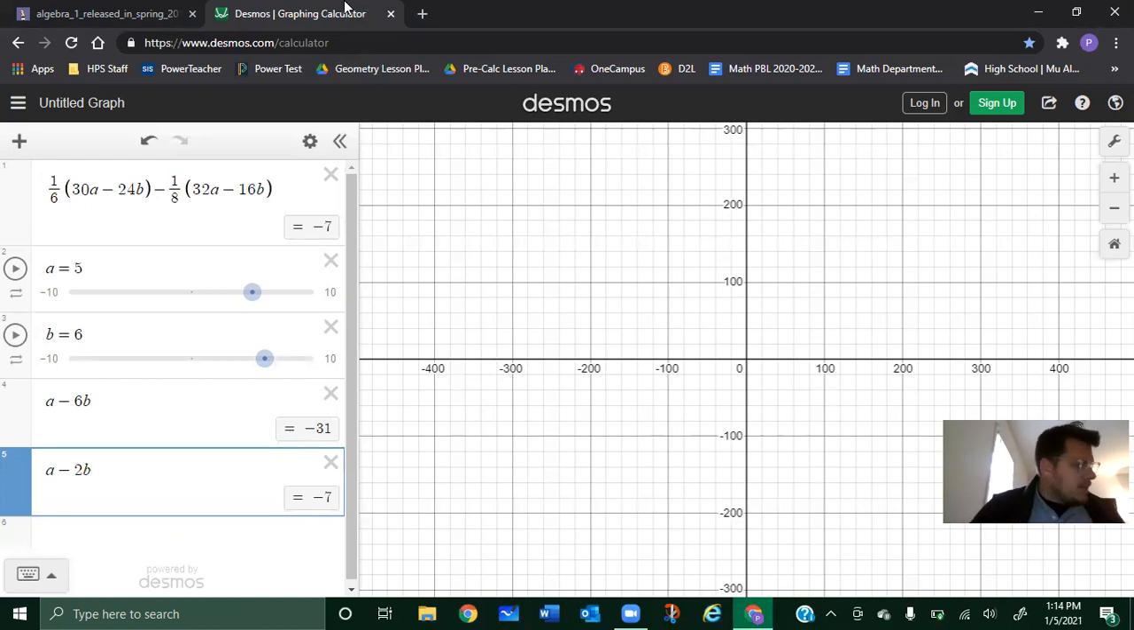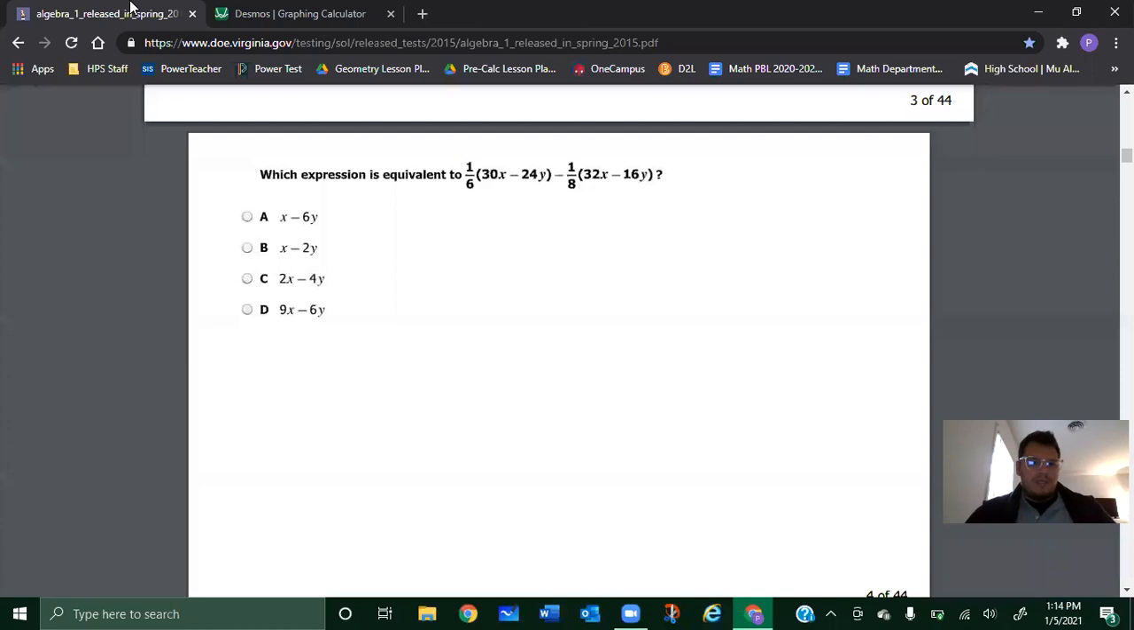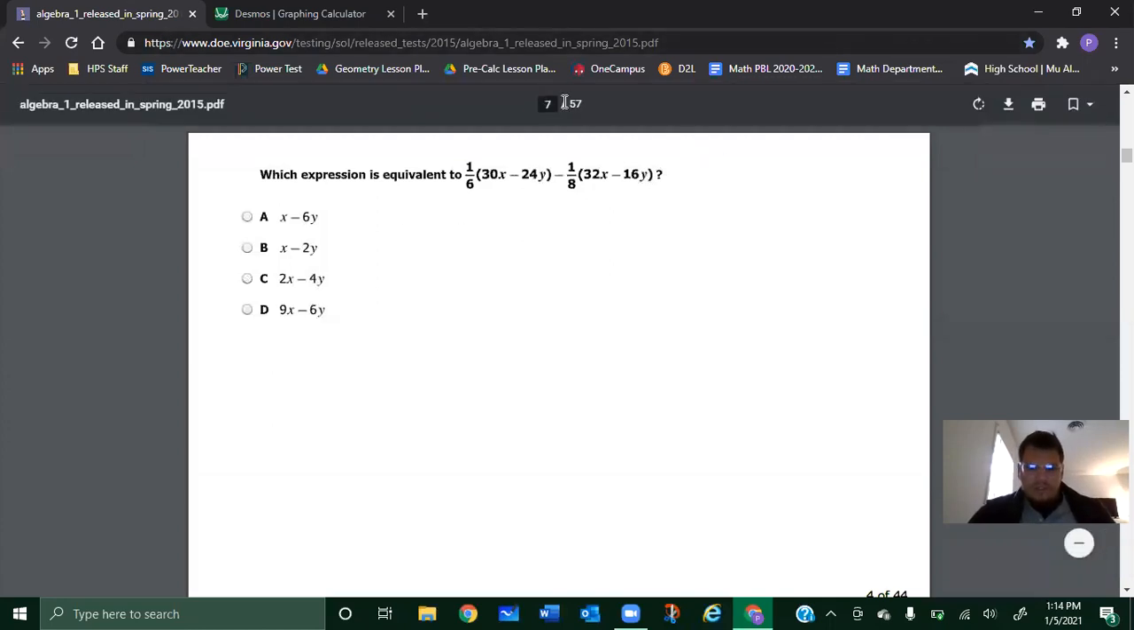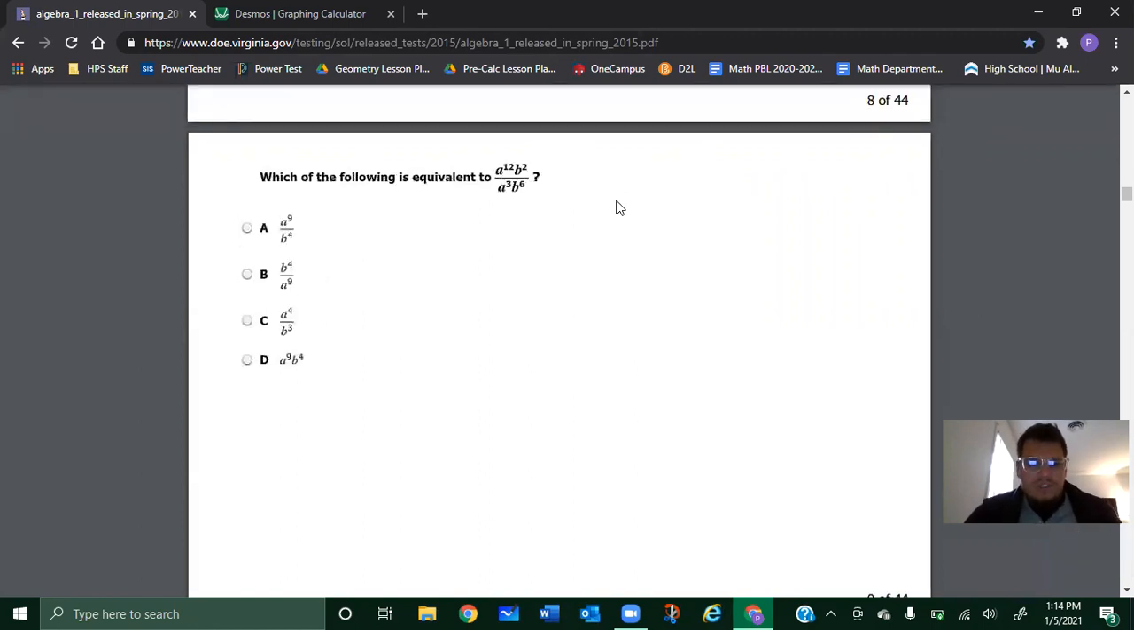Let's get a little more practice with that one. And we will go to the question on page 12. So this one says, which of the following is equivalent to A to the 12th, B to the 2nd over A to the 3rd, B to the 6th? And these are really easy to do by hand, but I do want to show you a way to check it. Remember, that's what this stuff is about, a way to check it.